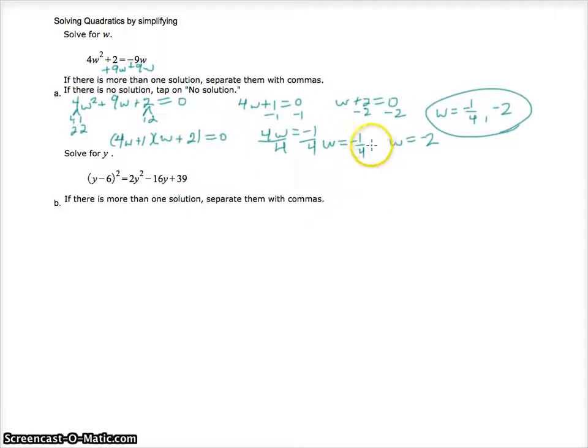A situation where we would have no solutions would be if it was unfactorable. Let's go look at part B.